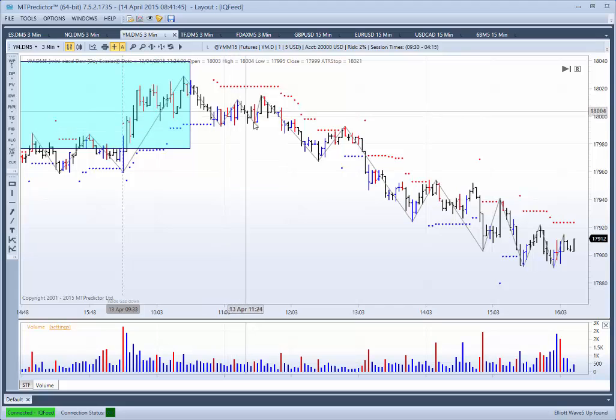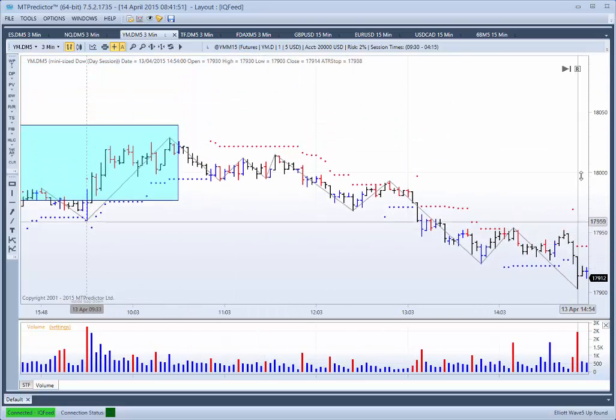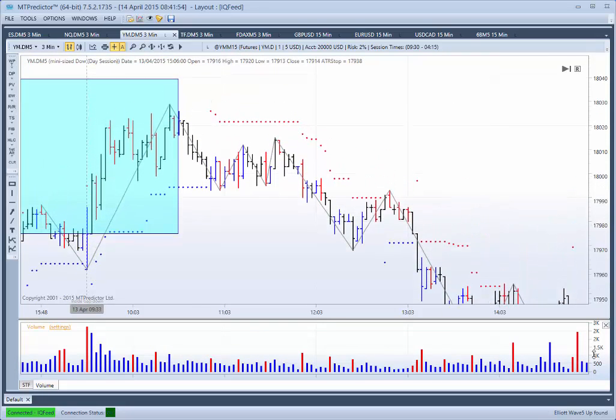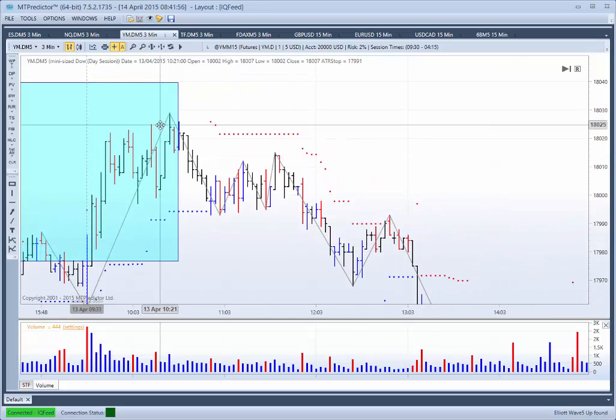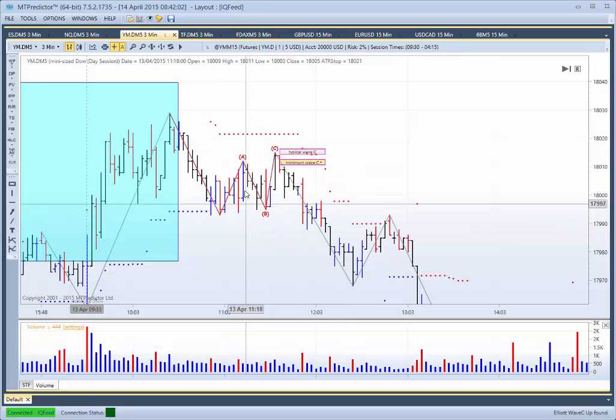Then we have a correction that unfolds as an ABC. If I zoom in a bit here, you can see the market came down, it then went back up into here. If I right mouse click on this pivot, do Elliott wave intermediate, you can see that this correction here unfolded as an ABC. What's special about these?